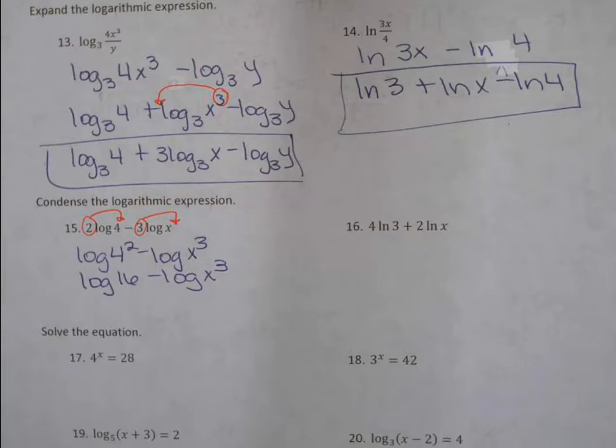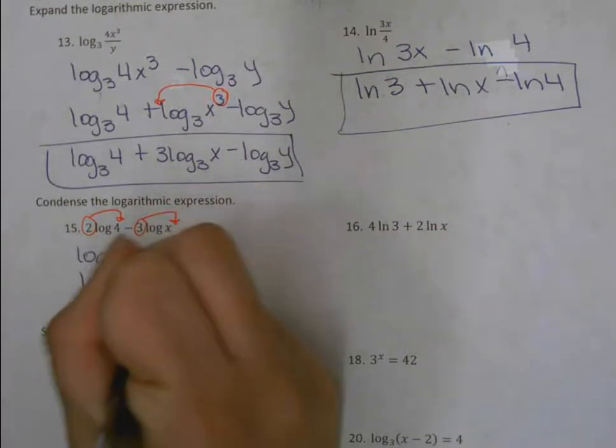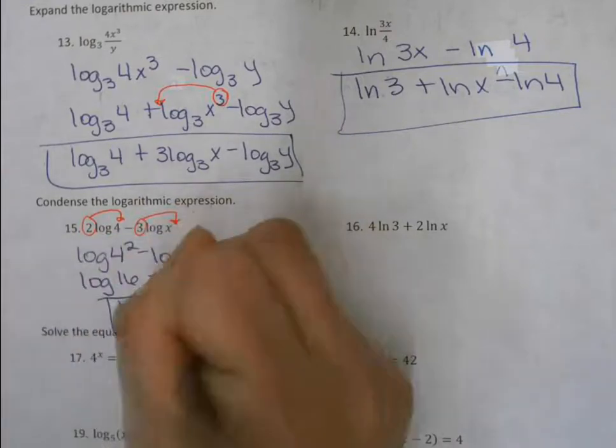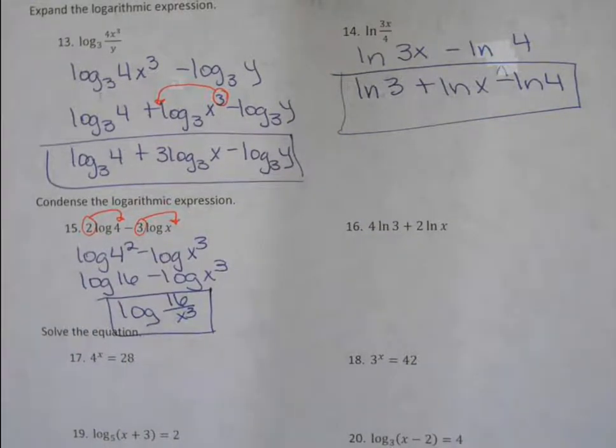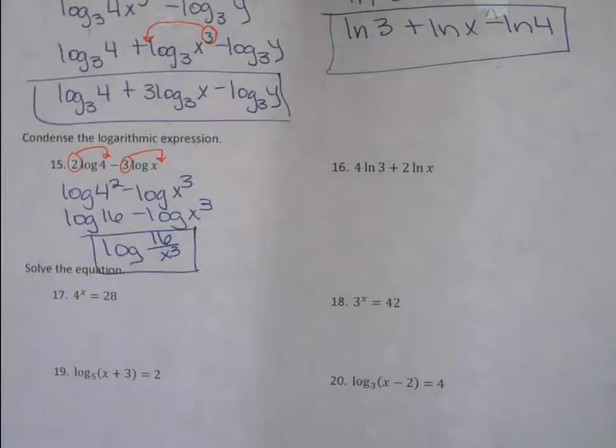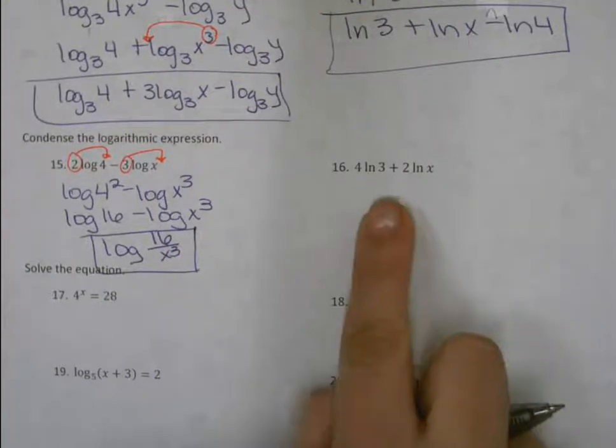Do you guys agree? You think this is my answer? Yeah, log 16 over x cubed. I only want to write the word log once when I'm condensing. That's like I'm doing the opposite of the top one. I'm working backwards. Yeah, because 4 squared turned into 16. Okay, so number 16, what should I do?